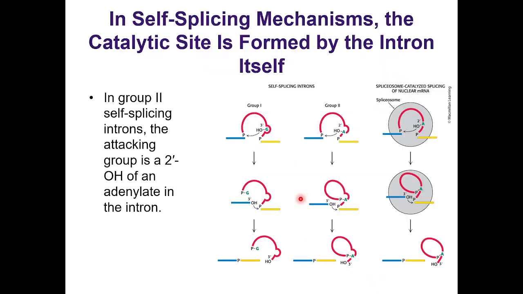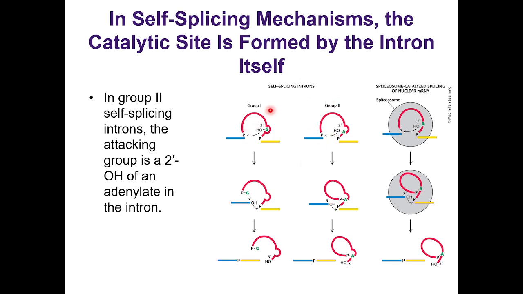So in the cell splicing mechanism, the catalytic site will be formed by the intron itself. In the group 2 self-splicing introns, the attacking group is actually the 2' OH. This is on the adenylate in the intron, which is that A attacking that G that we were looking at just a bit ago. Okay, and so again, this is group 1 here. This is group 2. This is the spliceosome. And here we can compare these different ones. And can you guys see those figures well enough to compare them? Fantastic.